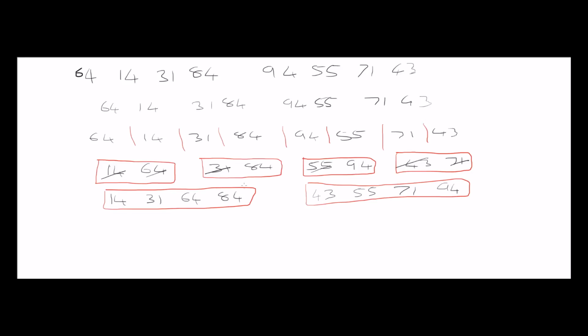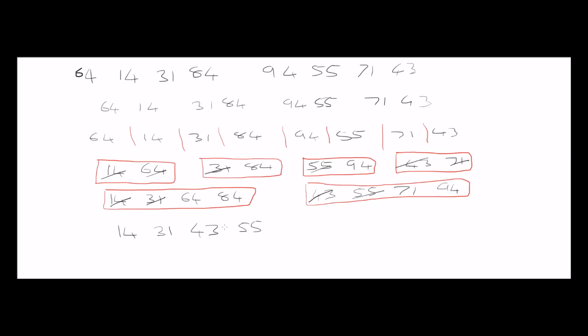So I'm going to compare 14 with 43, and I can see that 14 is smaller, so I write that down first, cross that off. And then I compare 31 and 43, and I can see that 31 is smaller than 43, so I write that down first and cross that off. And then I compare 64 and 43, well I can see that 43 is smaller, so I write that down there and cross 43 off. And then I compare 64 and 55, well I can see that 55 is smaller, so I write that down, cross that off.